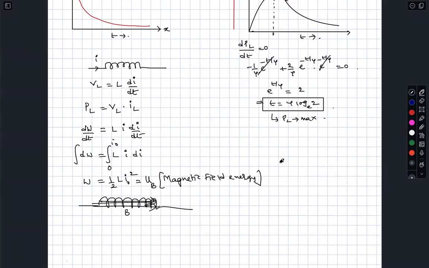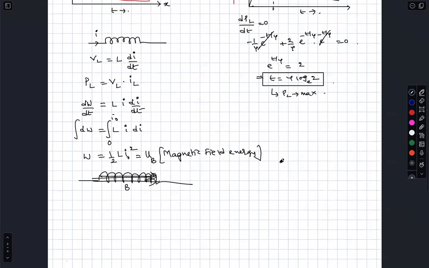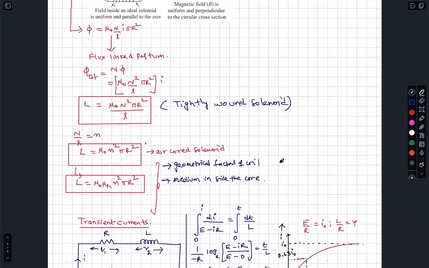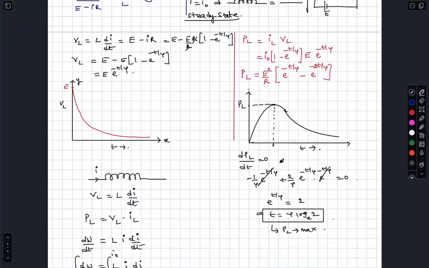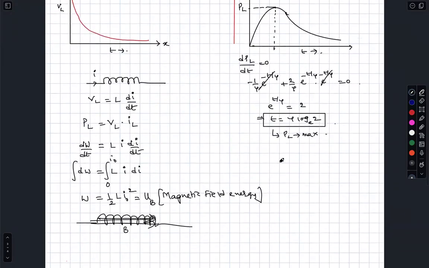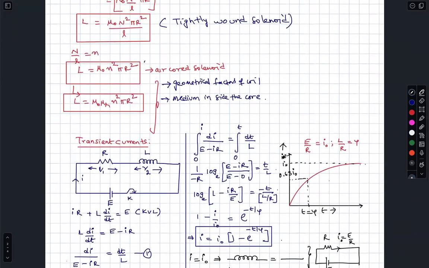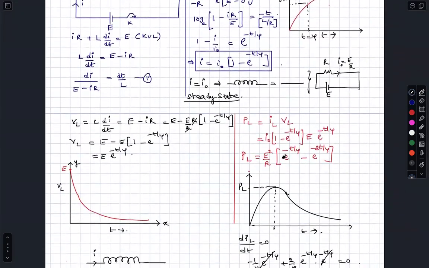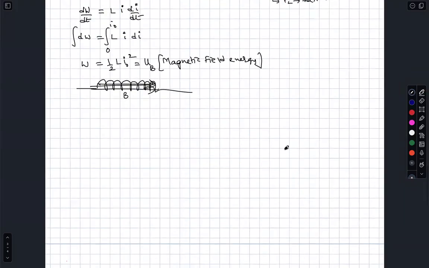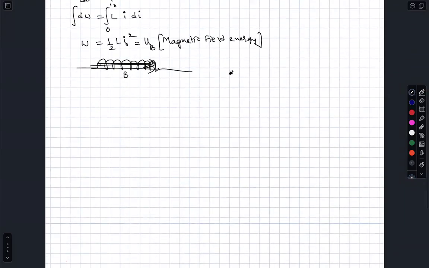If suppose your intention is not to apply for I naught, okay, no issues. You apply some I. In that case, work is half L I square. Till that time, the current is high, the energy stored is half L I square. Is that okay for you? And at steady state, it is half L I naught square. Okay. Any doubts, boys? Right. So all this comes under growth case, transient current growth case. Now we will deal with decay of current case.